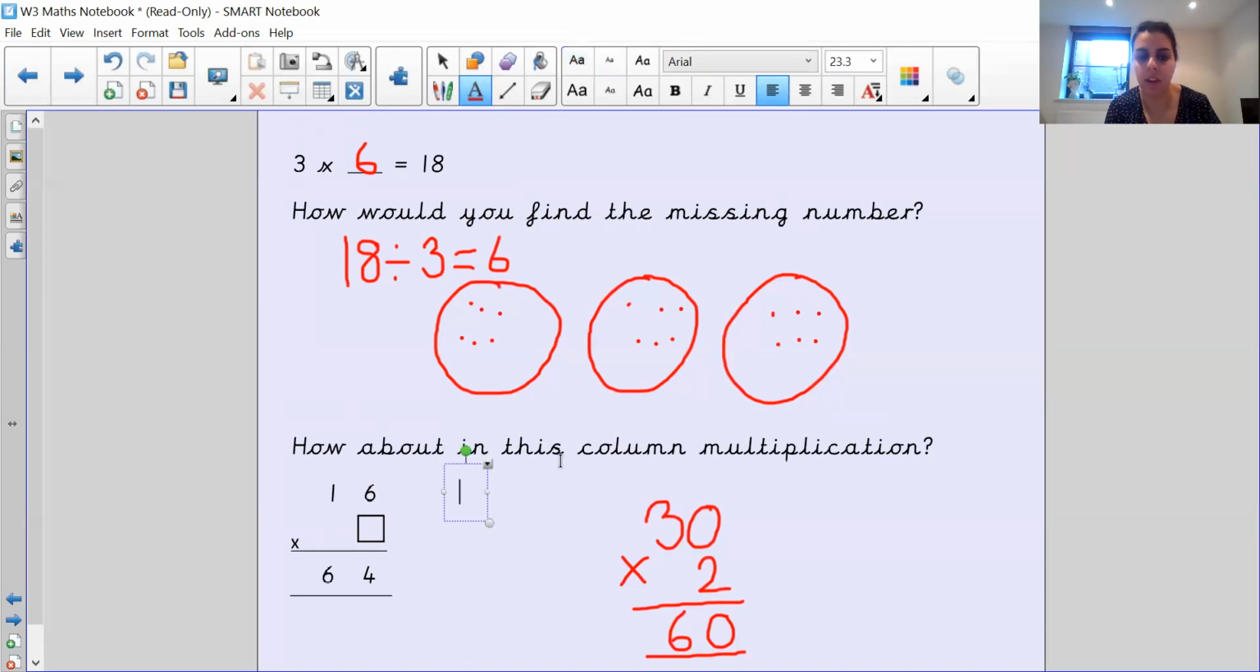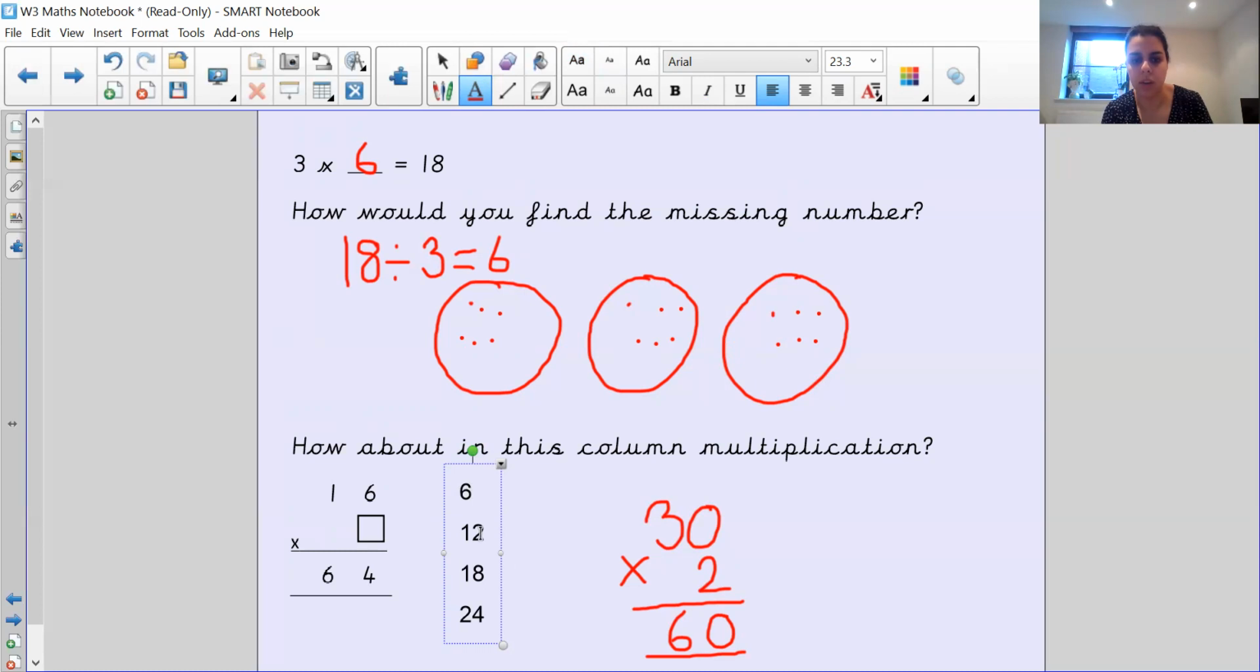Okay, hopefully you've got a number that ends in 4. Let's try it together. 6. I know that 6 and then another 6 is 12. That doesn't end in 4. I'm going to add another 6, and I know my 6 times table, so I know that it's 18. That doesn't end in 4 either. So I'm going to try another 6, and it's 24. Aha, now that does end in 4, so I'm going to try this.